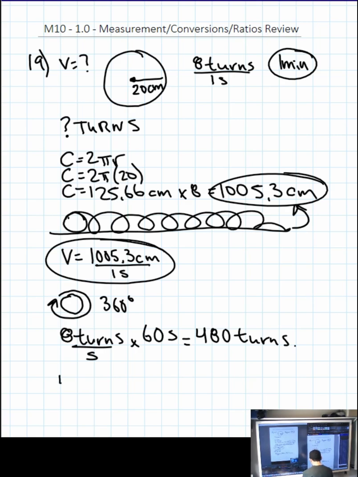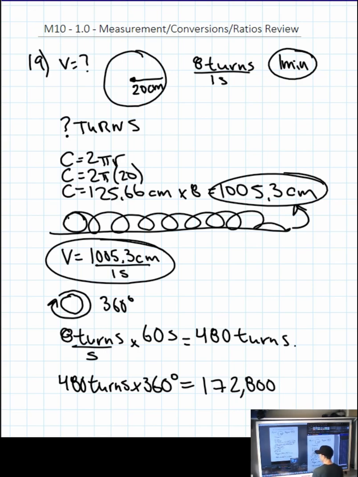Now, if we do 480 turns, and we multiply it by 360 degrees, the value of 1 turn, we're going to get 172,800 degrees. The wheel will turn 172,800 degrees in 1 minute or 60 seconds.